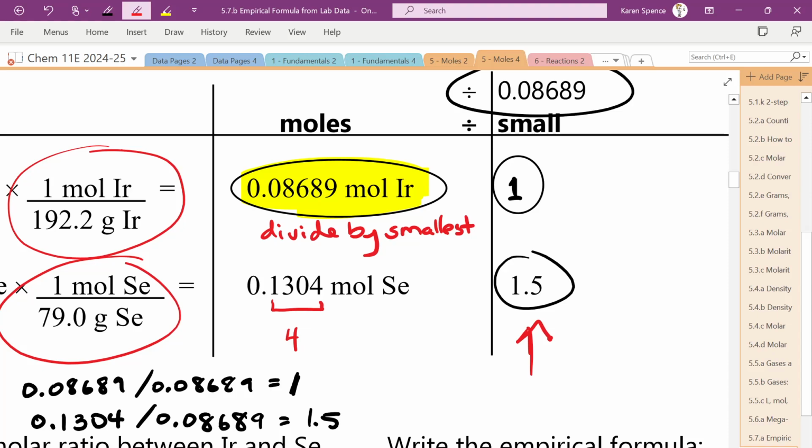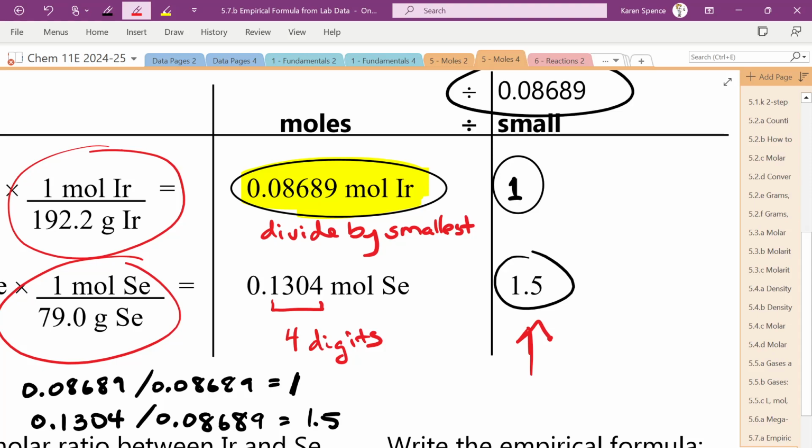Do sig figs matter here? What are we finding? We're finding the empirical formula, which is not just the ratio, it is the smallest whole number ratio. And if it's a whole number ratio, do sig figs matter? No. Okay, so don't worry about sig figs when you're finding empirical formula, but do keep enough digits that you end up with nice tidy numbers.